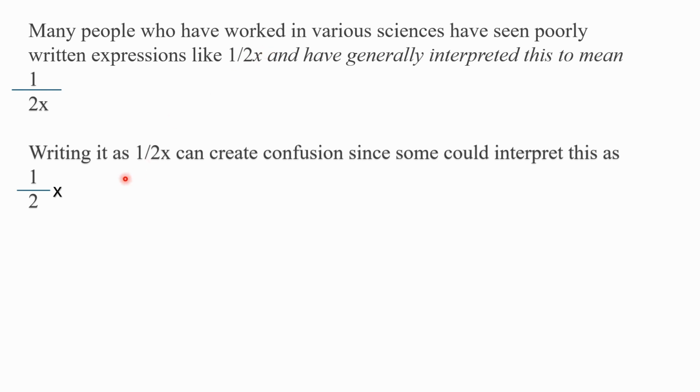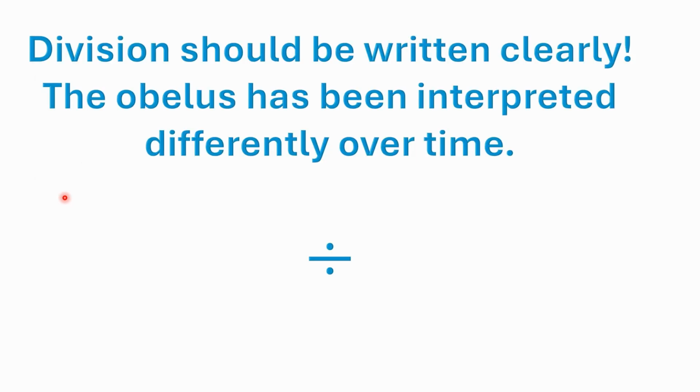So writing it as 1/2x with this forward slash, you could cause a lot of confusion because some people could very easily interpret this as 1/2 x or x over 2. Very easily to make that confusion. So division really should be written clearly. And I will say the obelus has been interpreted differently over time.